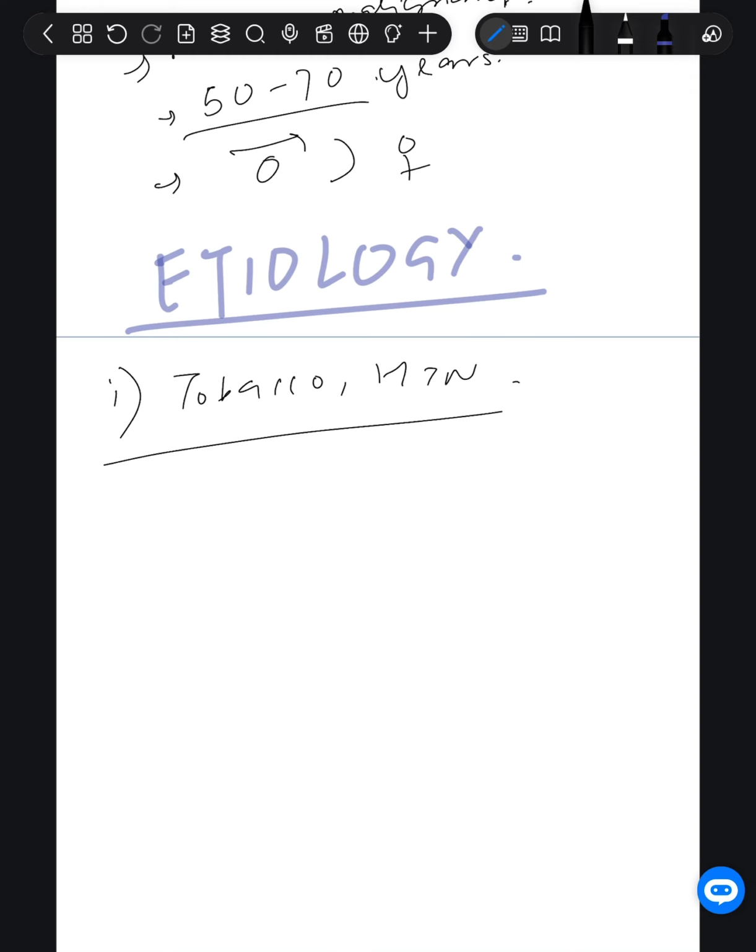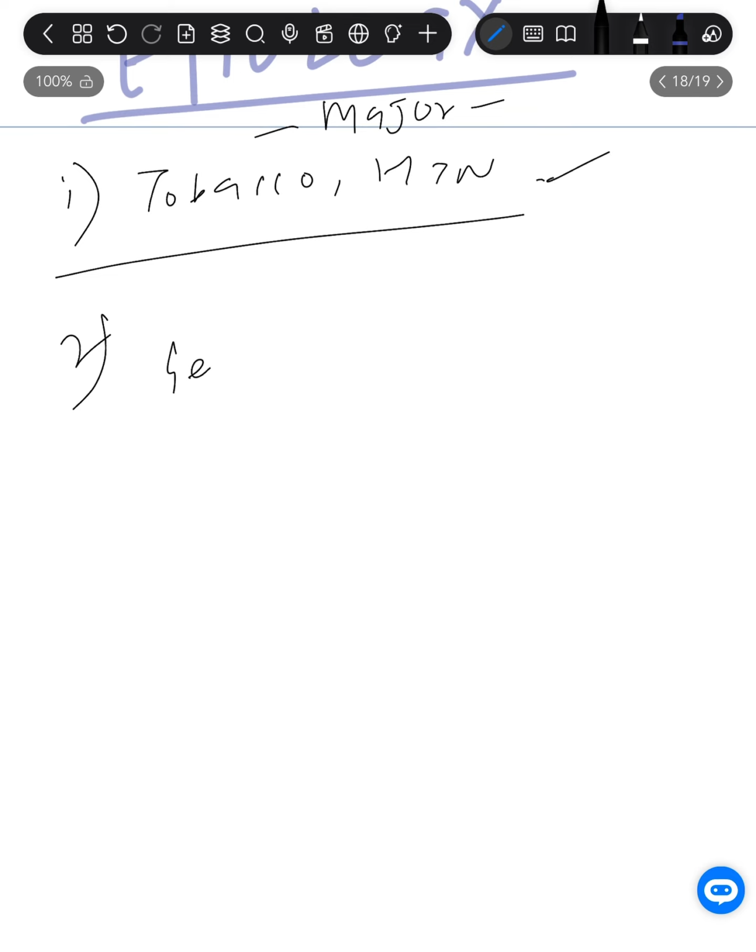Secondly, the major risk factors: tobacco and hypertension are major risk factors. I'll deal with the major ones first, and then we'll go to the other ones. As I said, tobacco and hypertension are the primary major etiology. The second major etiology is genetic factors.